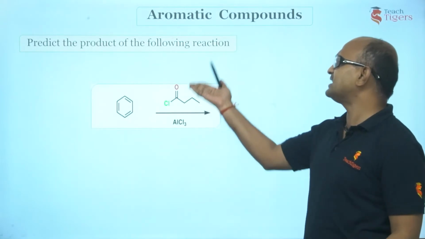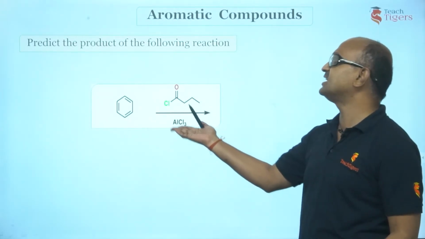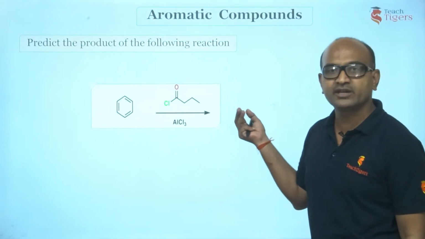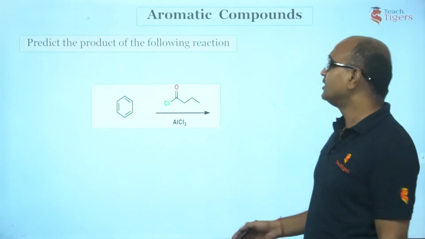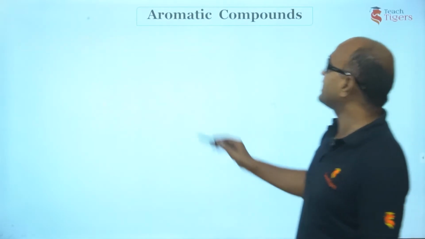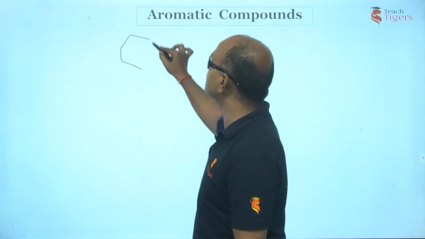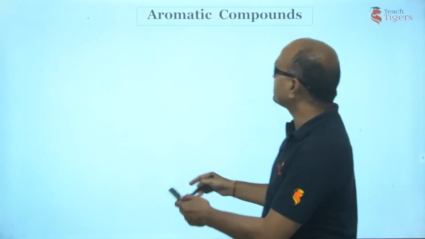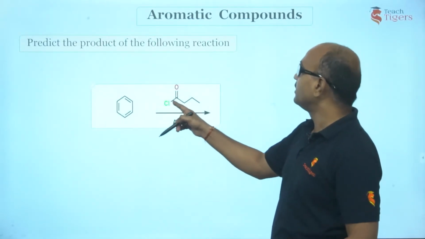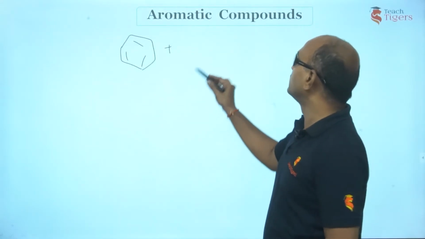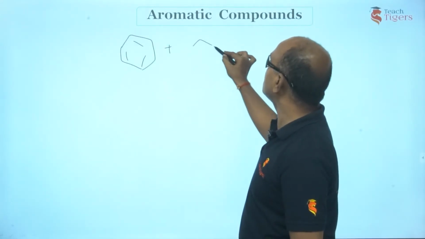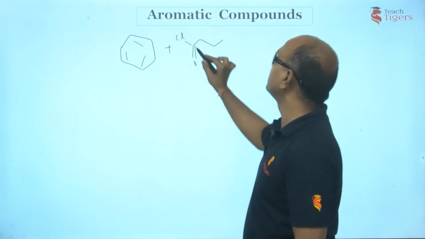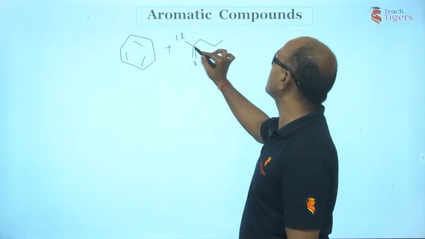This is a simple acid halide. It is reacting with AlCl3. Benzene reacts with acyl halide in the presence of a Lewis acid to give acyl benzene. Am I right? So first of all, let us write the reaction here. You have this benzene ring and this carbon chain. How many carbon atoms are there? 1, 2, 3, 4. This is double bond O. This is Cl. 1, 2, 3, 4 carbon atoms are there.